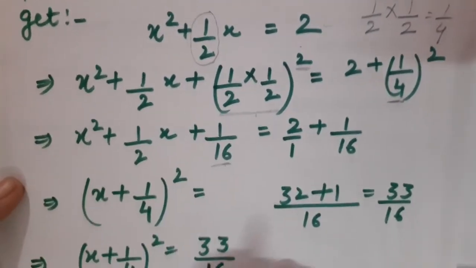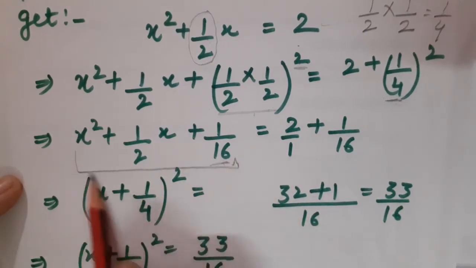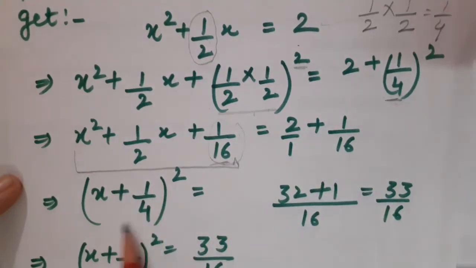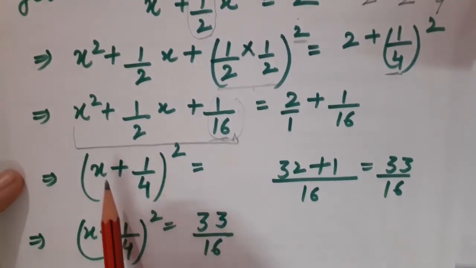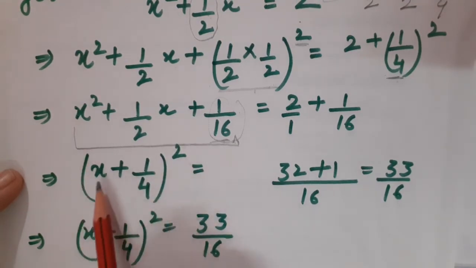Correct? So children, just check it. Hasn't it become a perfect square? Hasn't it become a complete identity? This is a complete perfect square, right? Whose identity is it going to become now? x plus 1 upon 4 whole square. Fine. So let us check it.